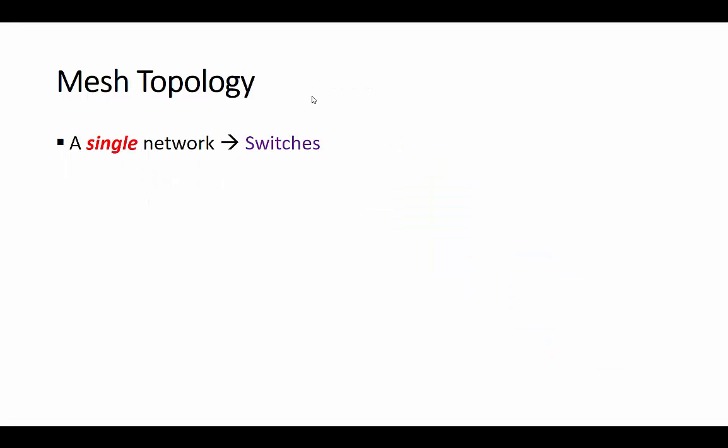When you're just setting up a single network, all you need is a switch, and the switch and the hosts connected to the switch form a star topology, as we already discussed. One of the problems with the star topology was this possibility of a single point of failure, although the possibility is pretty low.